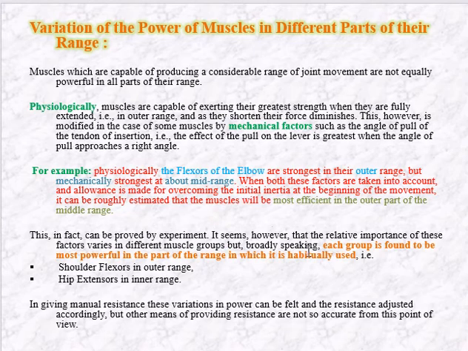It seems, however, that the relative importance of these factors varies in different muscle groups, but broadly speaking, each group is found to be more powerful in the part of the range in which it is habitually used. For example, shoulder flexors in the outer range and hip extensors in the inner range. They are most used habitually.